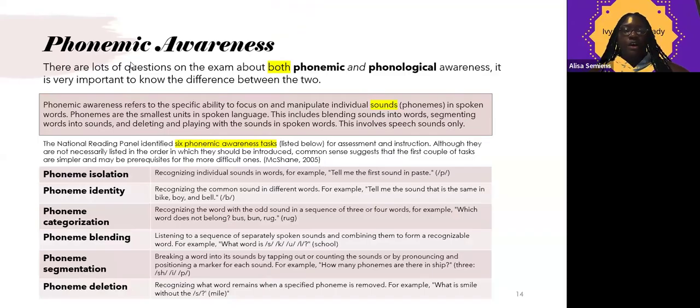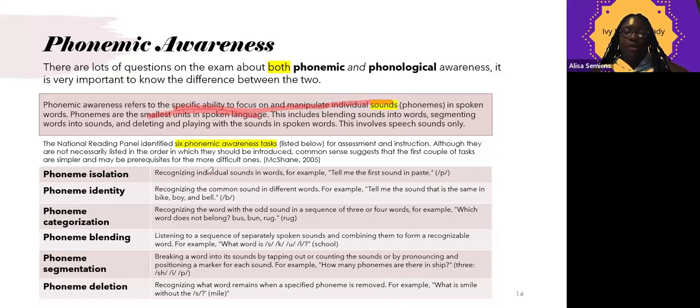Phonemic awareness. So the focus here is on the specific ability to focus on and manipulate individual sounds and words. So we're not clapping out syllables. We're simply focusing on the sounds of words. Phonemes are the smallest unit in spoken language. If you're giving students a spelling test, they need to identify the sounds and the letters in order to be able to sound out the word. So I need you to spell cat. Students will say cat, and they're writing it down. That is that phonemic awareness.